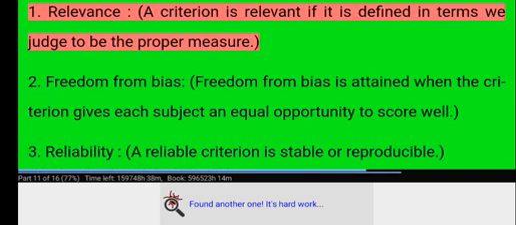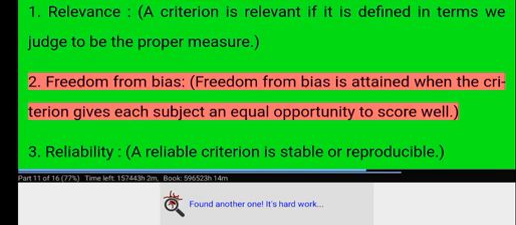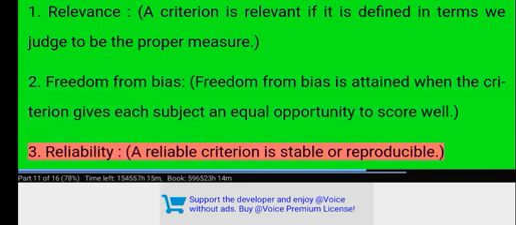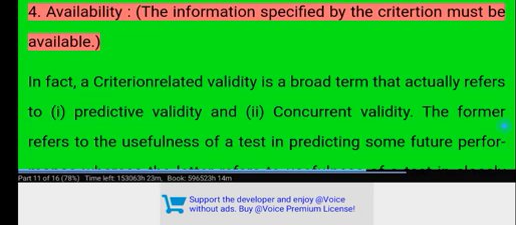A criterion is relevant if it is defined in terms we judge to be the proper measure. 2. Freedom from bias. Freedom from bias is attained when the criterion gives each subject an equal opportunity to score well. 3. Reliability. A reliable criterion is stable or reproducible. 4. Availability. The information specified by the criterion must be available.